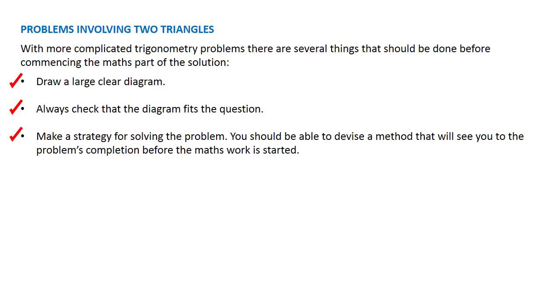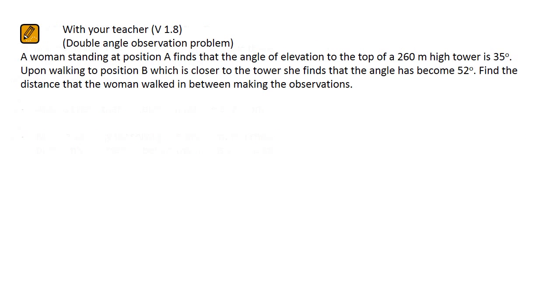maths work started. In this question, a woman who's standing at position A finds the angle of elevation to the top of a 260 metre high tower is 35 degrees. Upon walking to position B, which is closer to the tower, she finds that the angle has become 52 degrees. We need to find the distance that the woman walked in between making her observations. Start by drawing a diagram. It should look something like this.